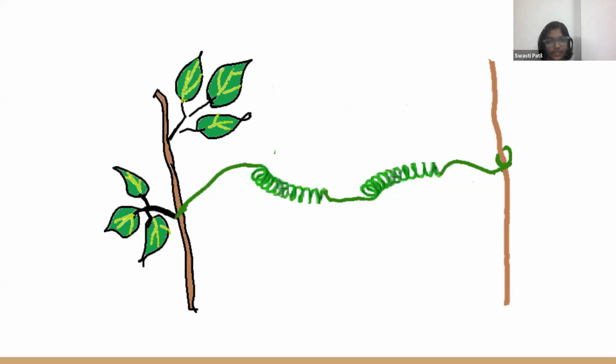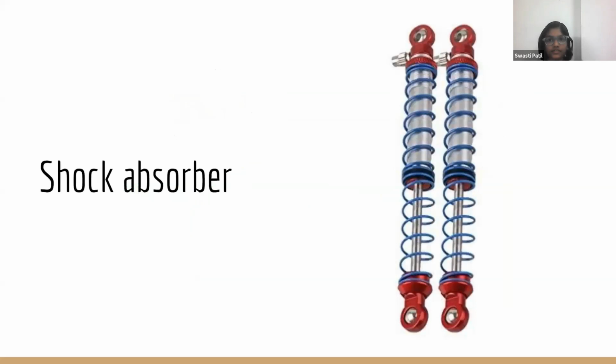And humans use it in a shock absorber. If you're sitting in a car and going on a road which has lots of pits, the shock absorber has two springs, one clockwise and one anti-clockwise. So if the car is going down, one of the springs compresses and the other expands. And when you're going up, the one which compressed earlier will expand, and the one which expanded earlier will compress, right?